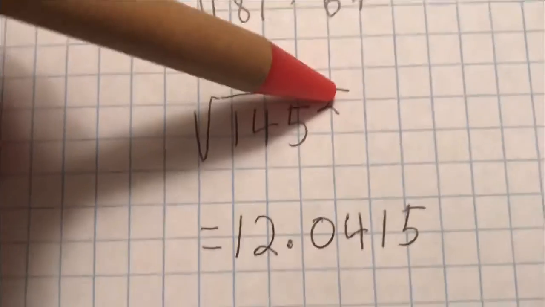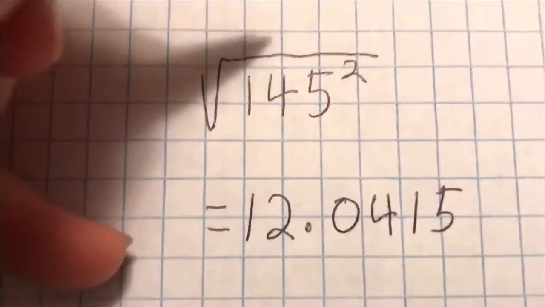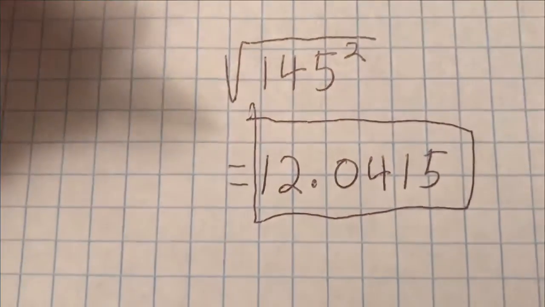So we take the square root of that and we get a final answer of 12.0415 right here. And that's it.